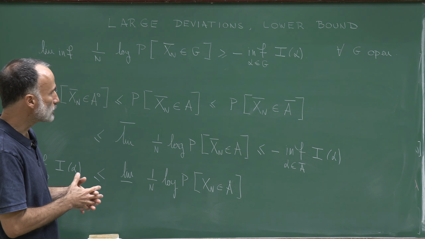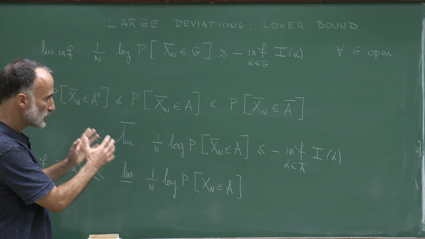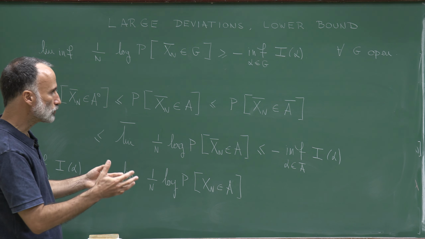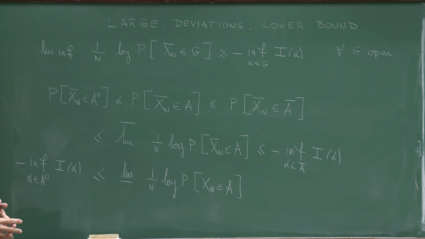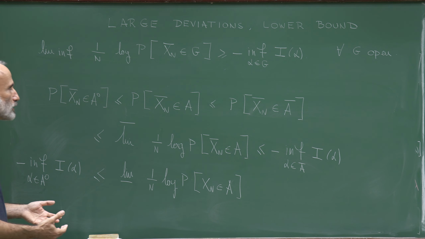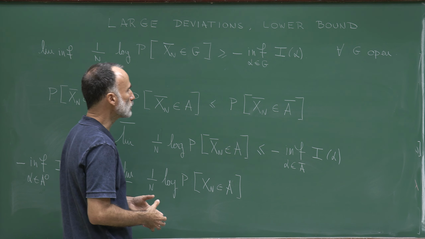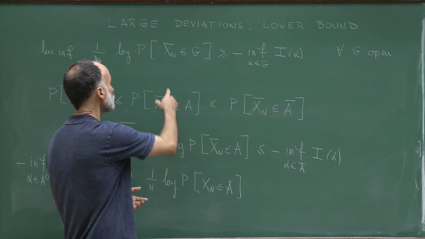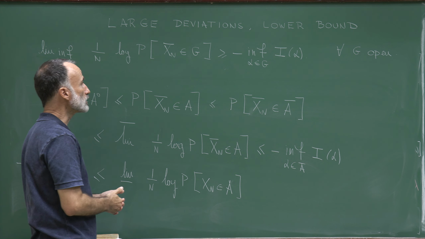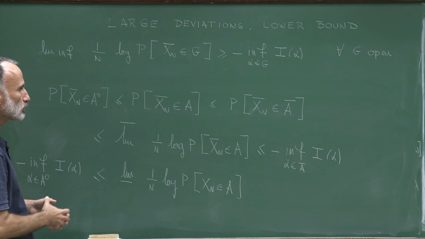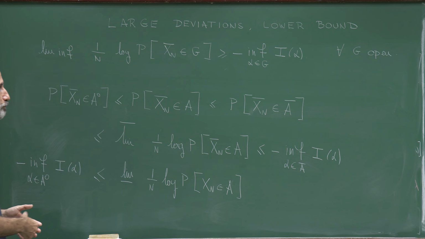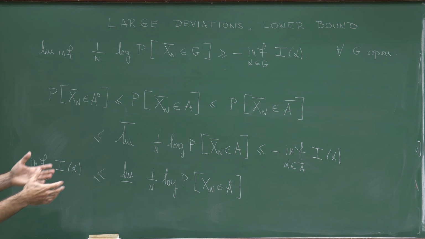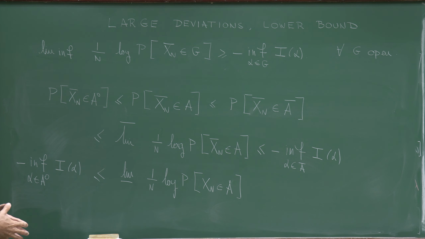Let me just mention that these same ideas go through in several cases, in particular to Markov processes or Markov chains. The same type of argument will provide you upper and lower bounds for the large deviations of Markov chains instead of IID random variables. So it's very important to understand these ideas because they will apply to many different contexts.